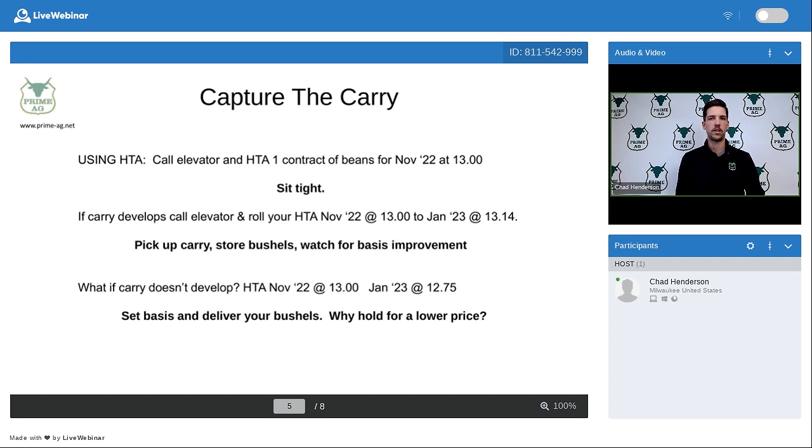And now what if carry doesn't develop? Okay, so you do that HTA for NOV 22 at 13 bucks, and we're watching January here, and we're hanging out, sitting tight, and the January contract goes to 12.75. Well, don't do anything, deliver your bushels then. At the elevator, set your basis. Why roll ahead to a lower price just because you have storage? If you sold it for 13, no point in going to 12.75.